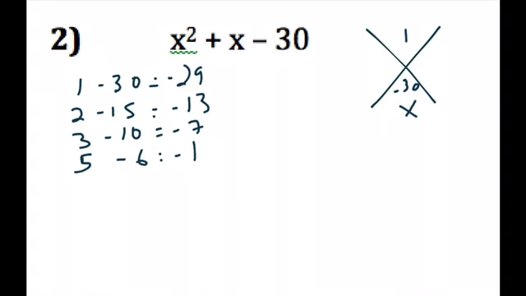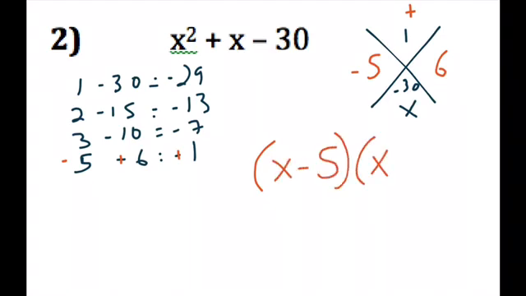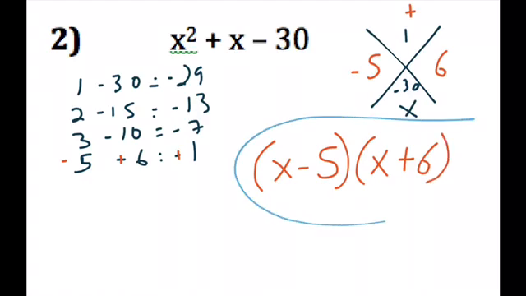But I could see that if I change this 5 to a negative and the 6 to a positive, then that would give me a positive 1. So my two numbers are negative 5 and a positive 6. So negative 5 plus 6 equals 1, and negative 5 times 6 is negative 30. So my answer is x minus 5 and x plus 6.